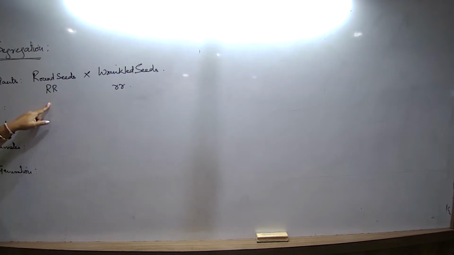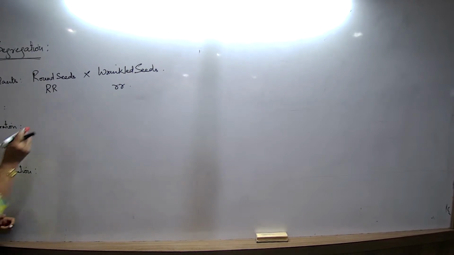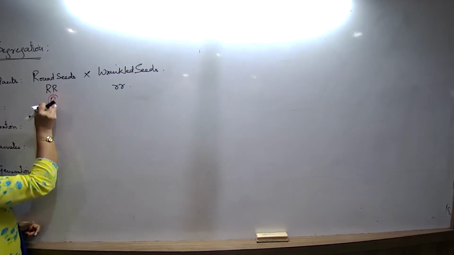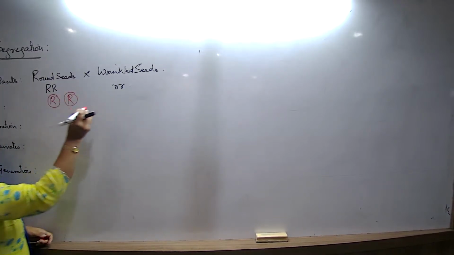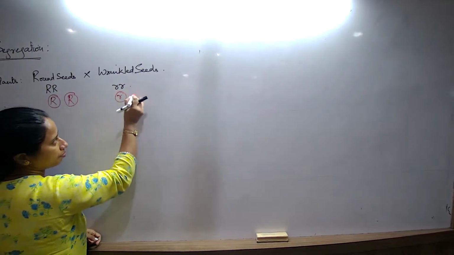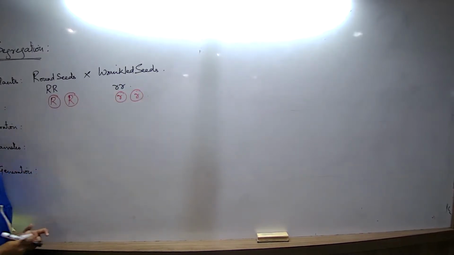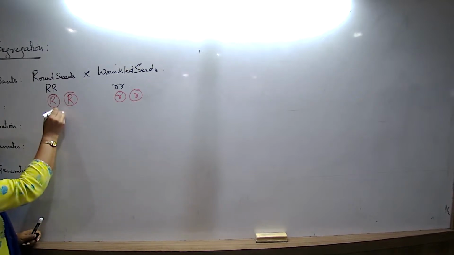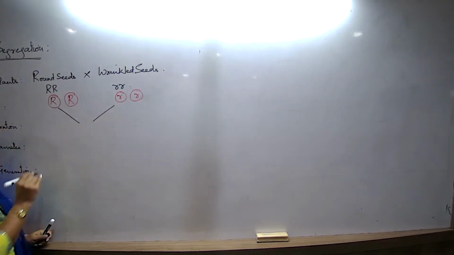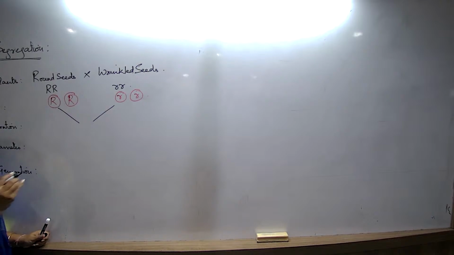What will you write now here? Gametes. If there is one type of gamete, you can write it one time, or we write it twice. What do we write here? Gametes, always encircle. Next, F1 generation. What to write? Fertilization between this and this. What will be the pair of chromosomes?